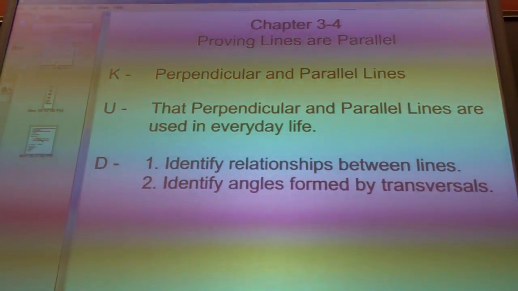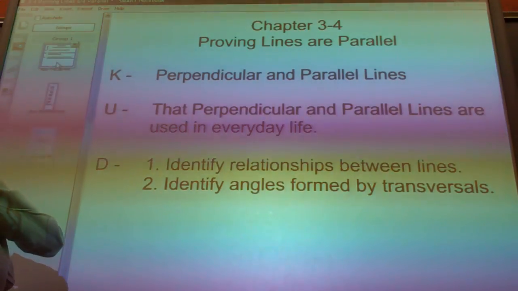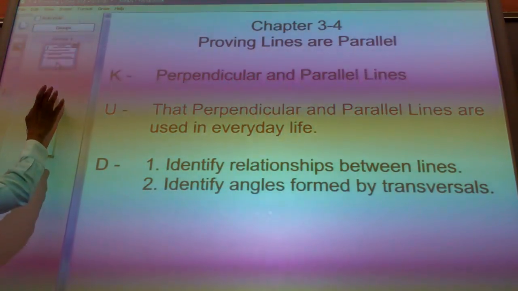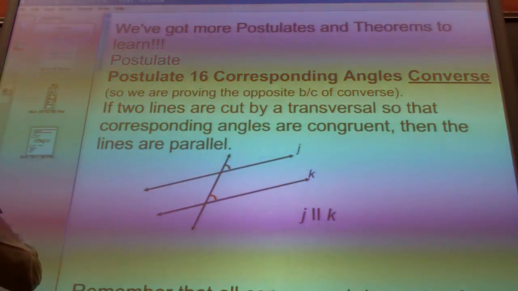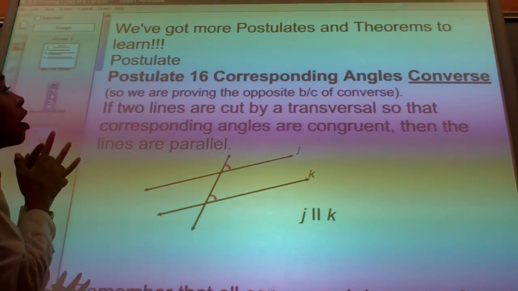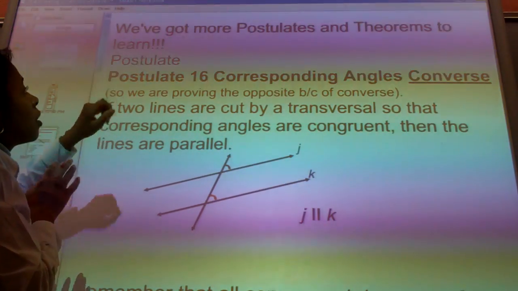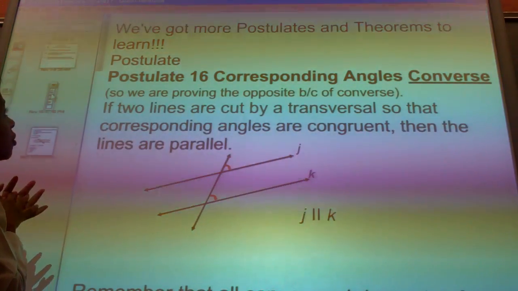This is chapter 3-1, proving lines parallel. Please copy your cuts. Alright, this chapter right here should be very easy. We're doing the converse of the parallel lines cut by a transversal. Therefore, we've got more postulates and theorems to learn.